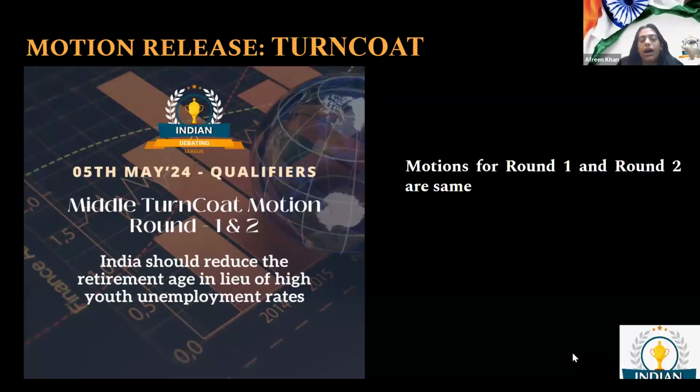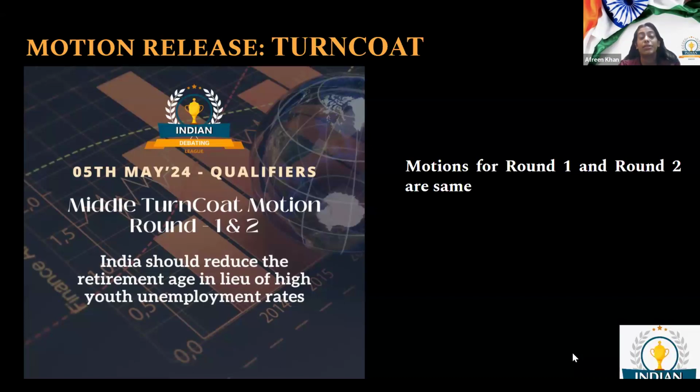Okay, so after we can share the motion, they're all disciplined. I'm sharing the motions now. Please pay attention here. The topic for rounds 1 and 2 is the same. The topic is: India should reduce the retirement age in lieu of high youth unemployment rates. So the idea is that there is a lot of unemployment among youth in India, and because of which, should we actually reduce the retirement age of people?